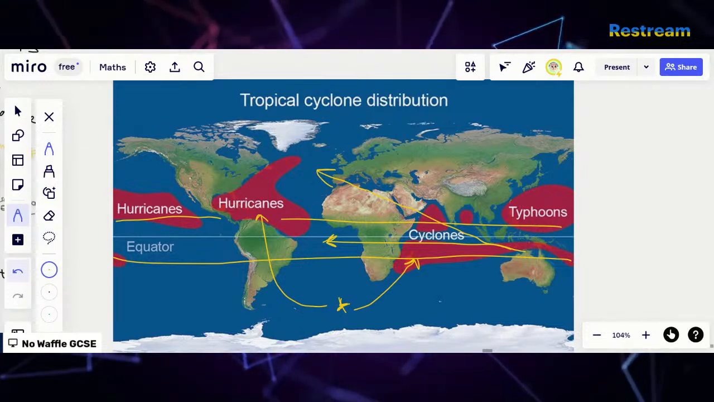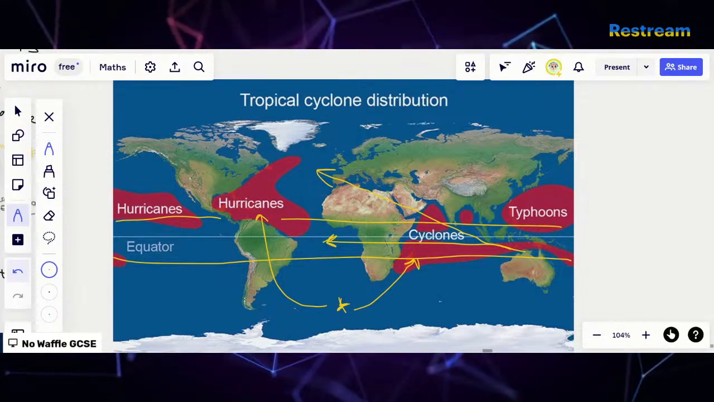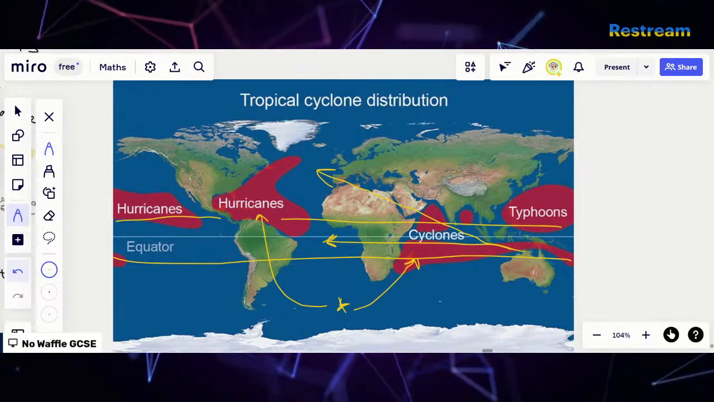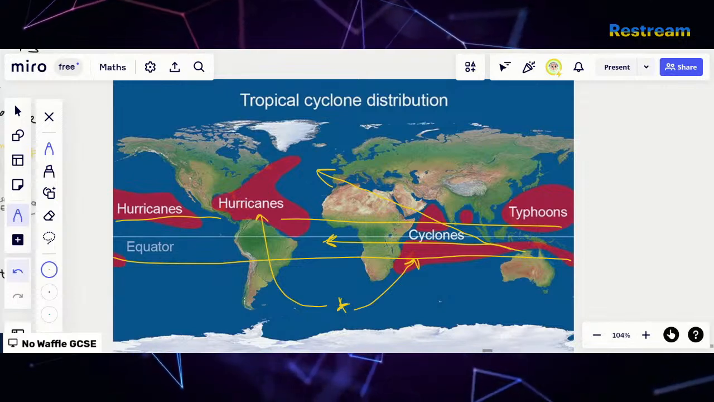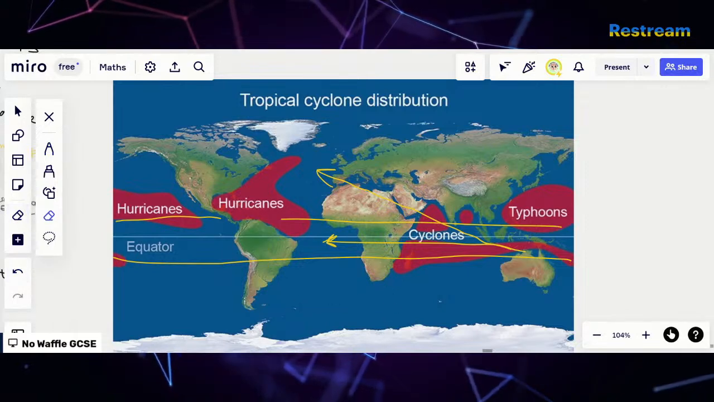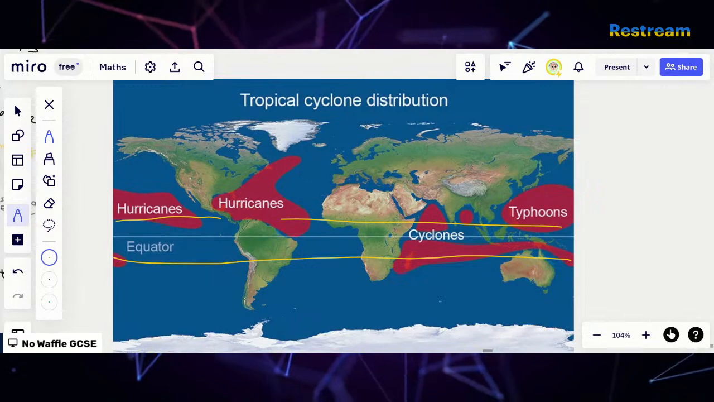Now, as a storm moves over the ocean, the energy from the warm water strengthens the storm. Now, as it strengthens the storm, this means that there's more energy. Therefore, the wind speed increases. But when do the storms lose energy? Because eventually the storms will have to lose energy. Well, storms lose energy the moment they hit landfall.